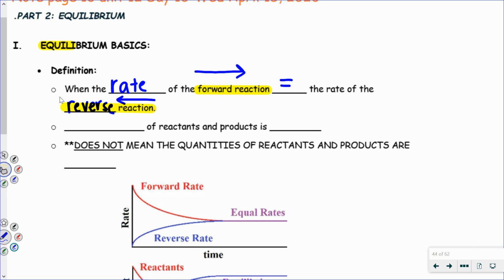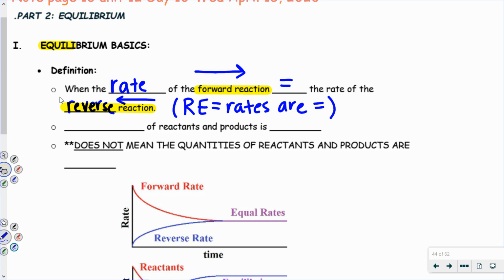So you want to remember RE, rates are equal. That's what it stands for, RE. So in an equilibrium, the rate of the forward reaction, your reactants going to products, is equal to the rate of the reverse reaction, the products reforming reactants. So it's kind of like a cycle.